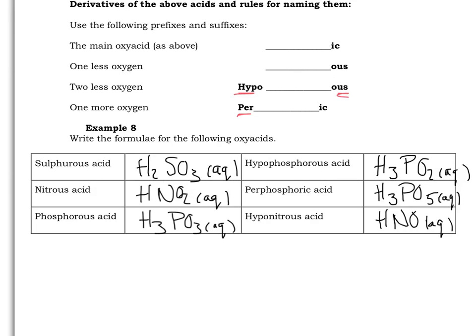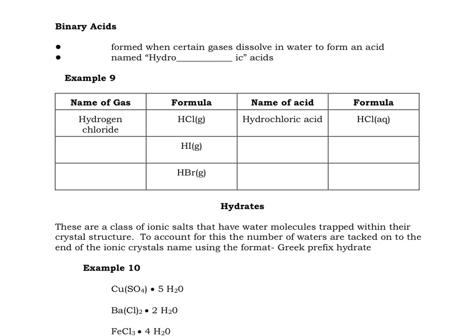All right, so to take a look at binary acids now. Binary acids form when certain gases dissolve in water to form an acid. These names do include the word "hydro". The difference in naming is that a hydro-"ic" acid is going to be simply a nonmetal and hydrogen, so it's hydrogen with a nonmetal as opposed to hydrogen with a polyatomic ion.